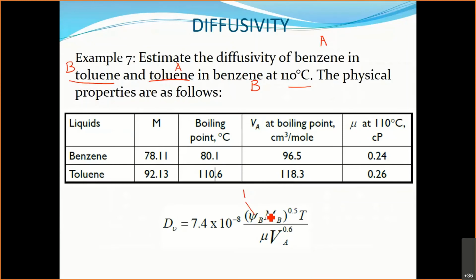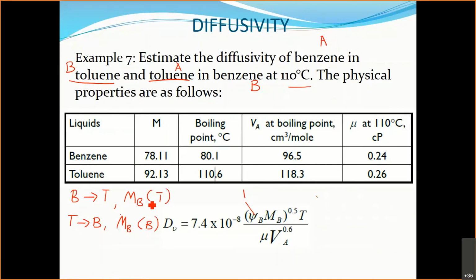So if you want to find the diffusivity of benzene in toluene, your MB here is going to be for toluene. So this is for the first system. If you have toluene in benzene, your MB, the molecular weight of component B, is going to be for benzene.